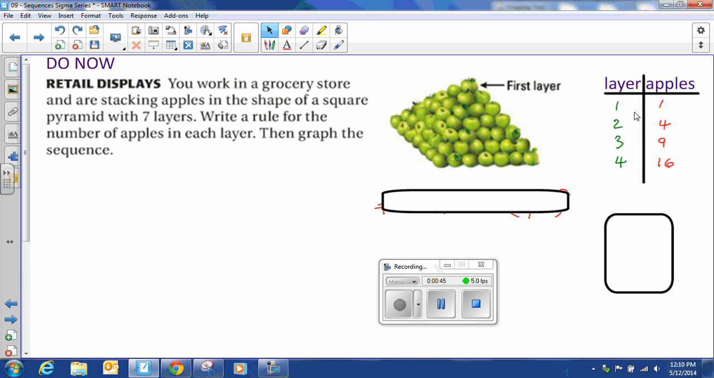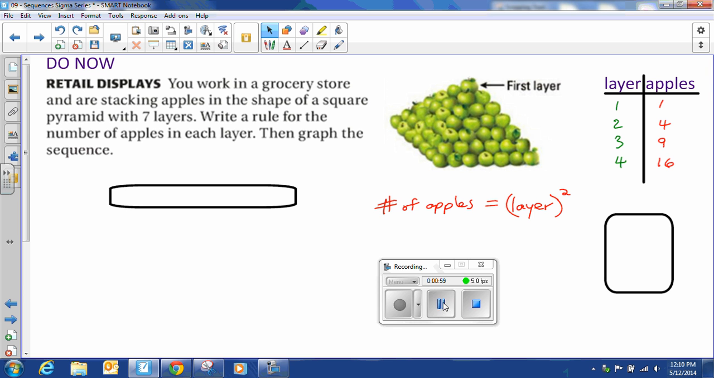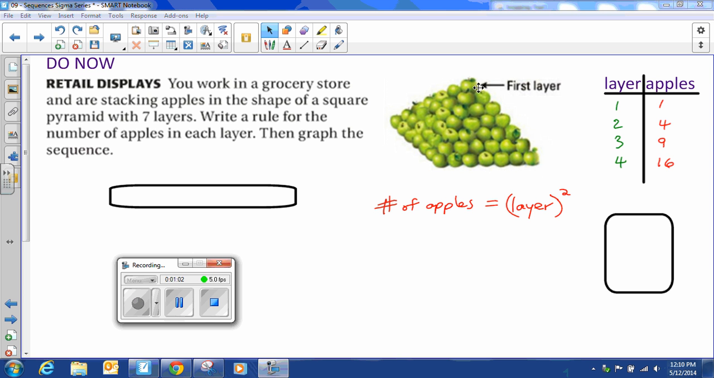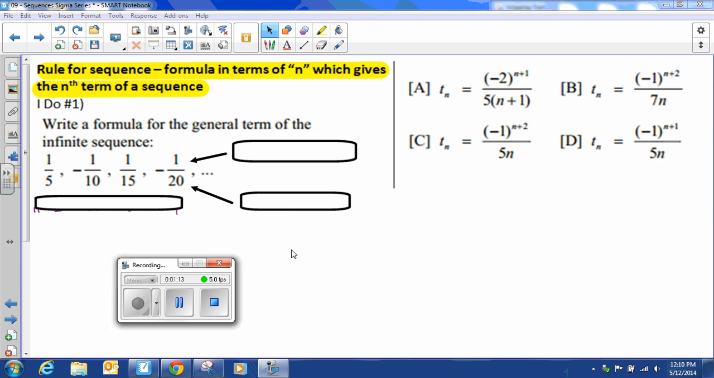So if you look closely, you can see there's a relationship between the layer number and the number of apples. And that relationship is that the number of apples is the square of the layer. So the rule for this example is basically the nth layer, the number of apples is n squared. And a rule for a sequence is defined as the formula in terms of n, which gives the nth term of a sequence.